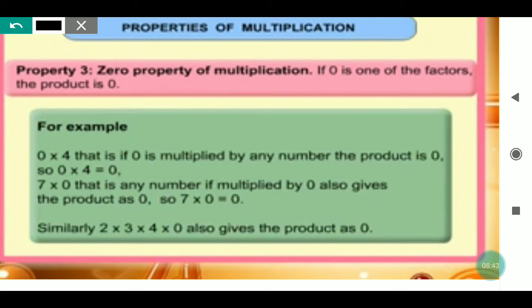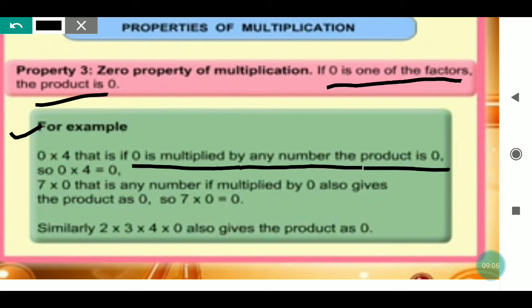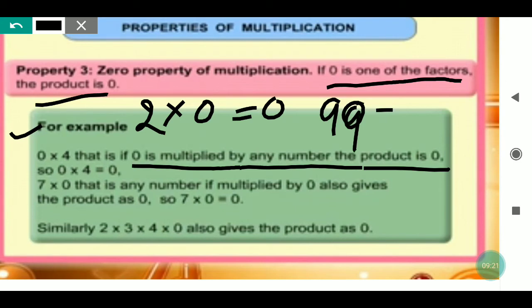Zero property of multiplication. If 0 is one of the factors, the product is 0. What does it mean? What does this mean? What is it saying? Just see examples. It is saying that 0 into 4, that is, if 0 is multiplied by any number, the product is 0. What you have to keep in your mind is that if 0 is multiplied with any number, then the product always remains 0. Like any number, my dear, like 2 into 0 you will do, then it will be 0. 99 into 0 you will do, then also you will get 0.